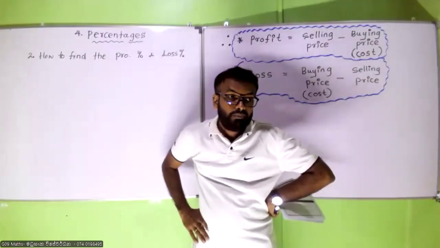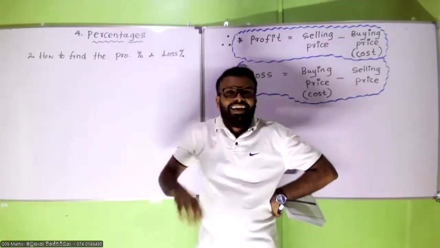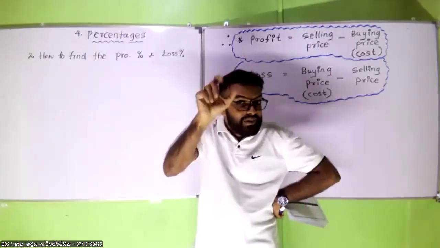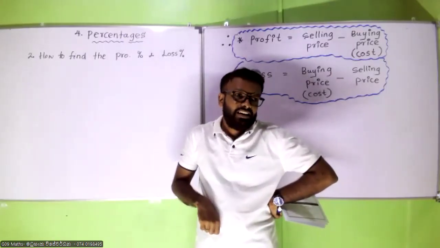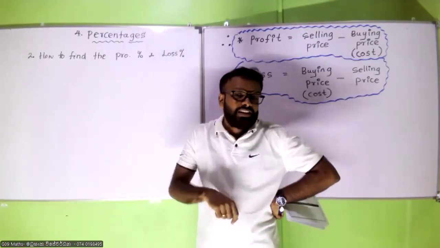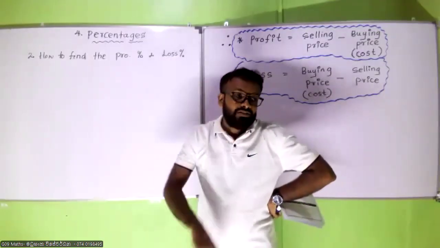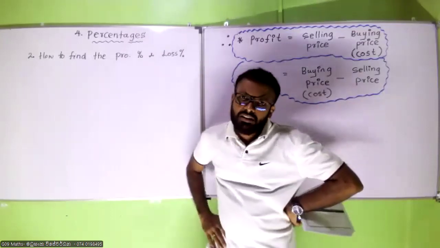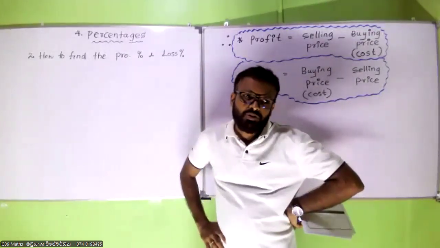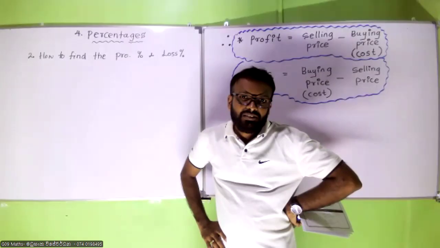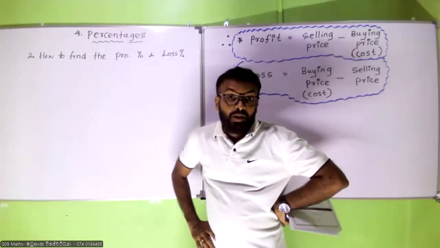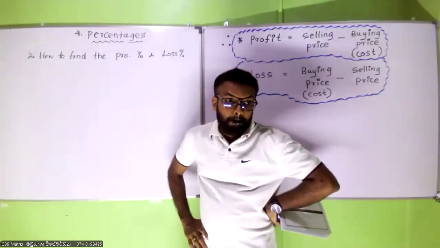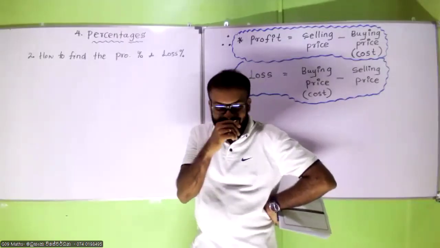If you are finding loss percentage, in the numerator what should you have? Loss. Right, the loss. And in the denominator, what should you have? Buying price, buying.